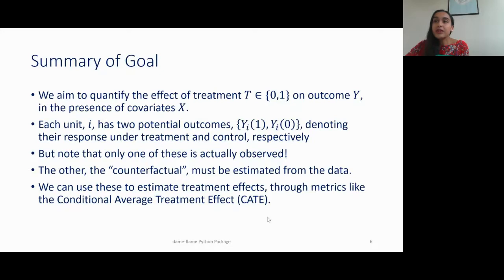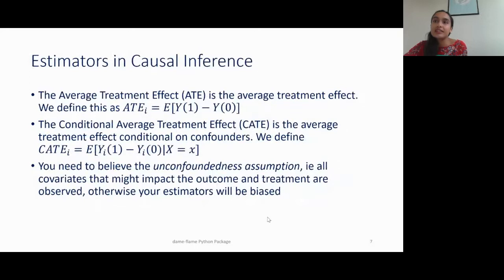When we're able to estimate counterfactuals, we use these to estimate treatment effects through metrics like the conditional average treatment effect, which we denote as CATE. Another interesting estimator to us is the average treatment effect, ATE, which we denote as the estimated impact of a treatment for all individuals. And so that's the yi1 minus yi0.